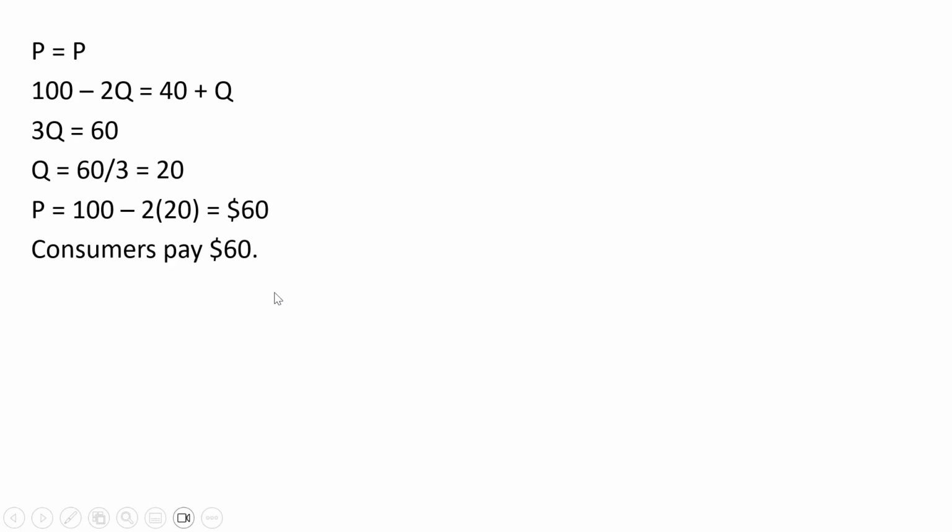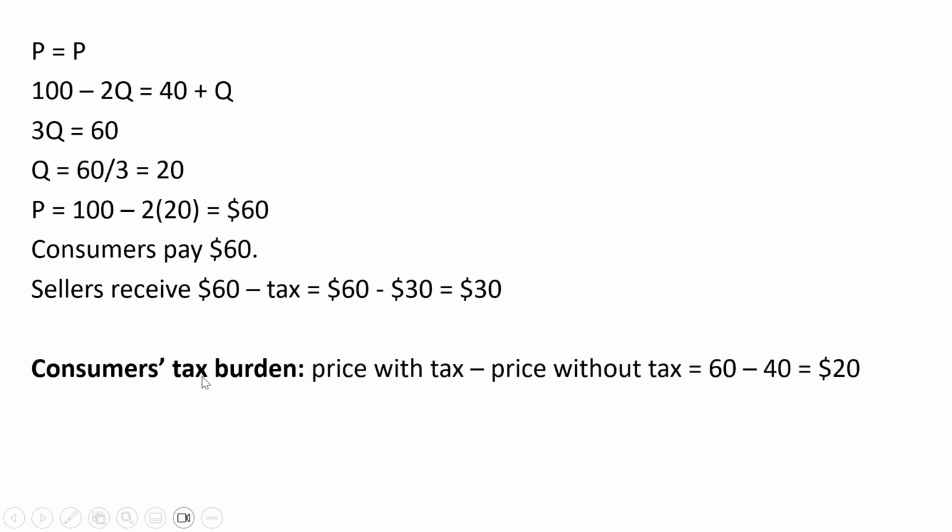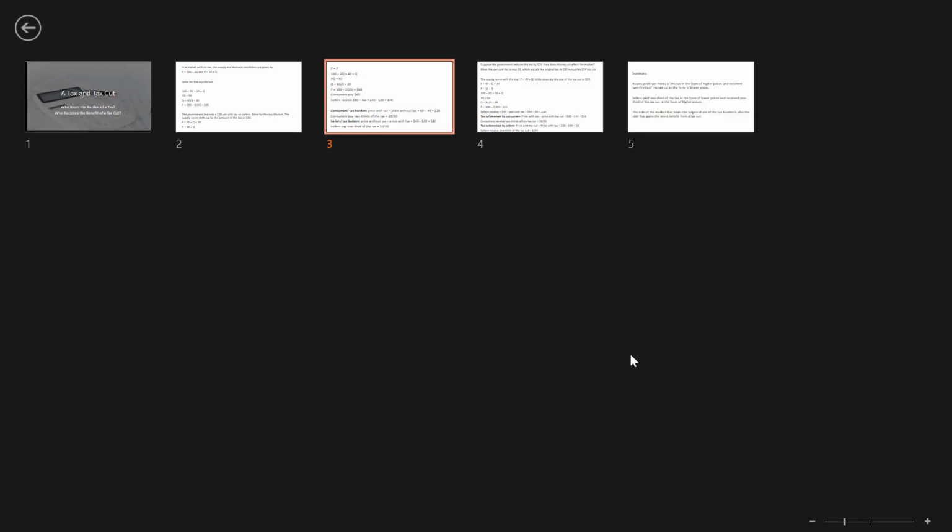In this case, consumers are paying now $60 per unit. Sellers receive this $60, but then the sellers have to submit the $30 tax to the government, leaving sellers net with 60 minus 30, or $30 for each unit sold. The consumer's tax burden is given by the price that consumers pay with the tax, which is $60, minus the price without the tax. So we found the price without the tax in our first slide, and that was $40. So 60 minus 40, consumers' tax burden here is $20. They're paying $20 more per unit because of this tax.